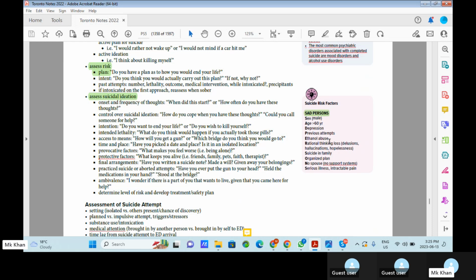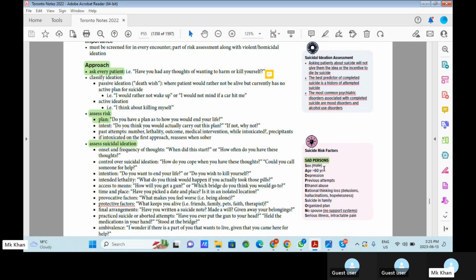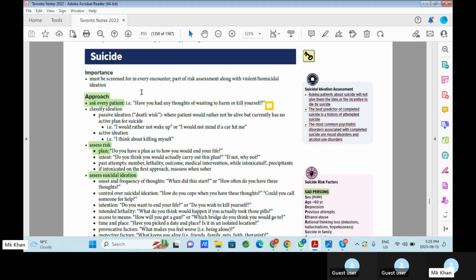And then E is ethanol abuse, R is rational thinking loss, delusions, hallucinations, S is suicide in the family, O is for organized plan, and N is for no spouse or no spousal support, and S is serious illness, intractable pain. So if they are asking about risk factors or have mentioned them in the question stem, we have to remember these so we can identify the risk factors. It must be screened for at every encounter, as part of risk assessment along with violent homicidal ideation.